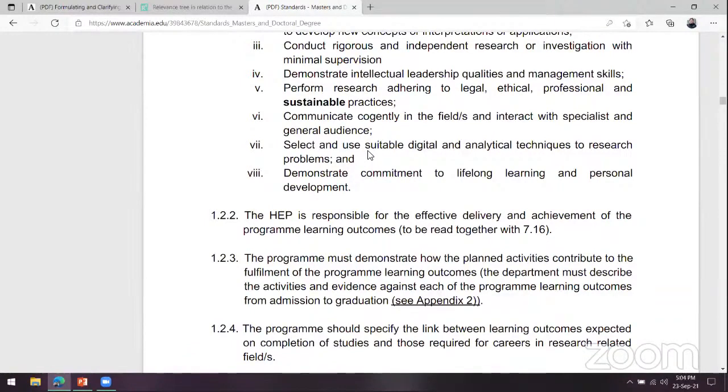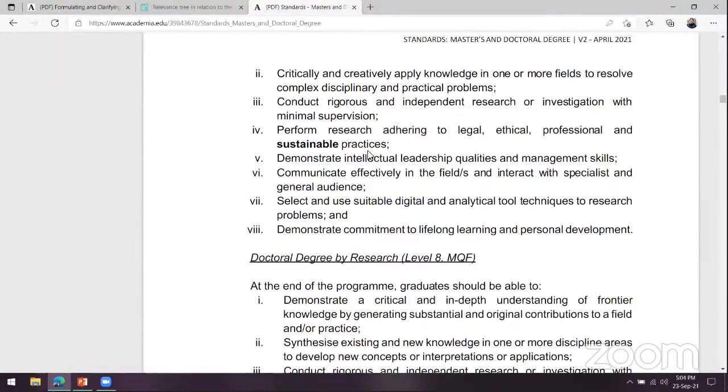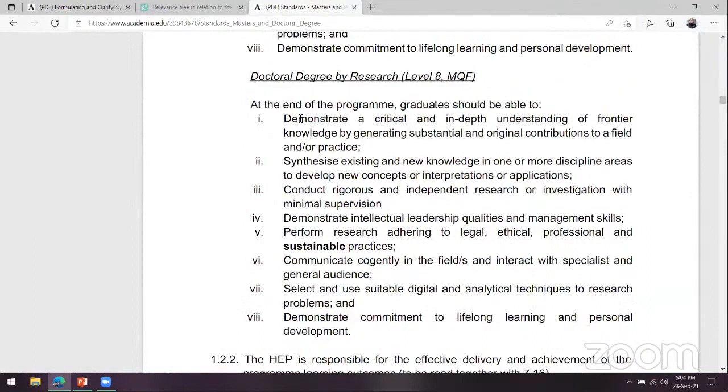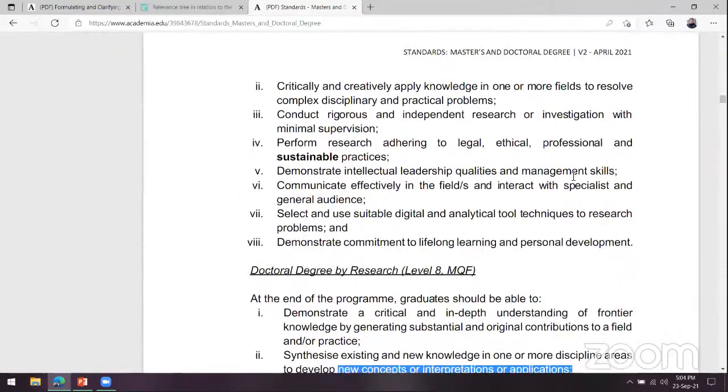So what you can see here, the difference between the master's and the PhD, is on the top two over here. For a PhD, you have to be critical, with in-depth, frontier knowledge, generating a substantial original contribution to a field, and synthesize existing and new knowledge in one or more discipline areas to develop a new concept, interpretation, or application. That is the Malaysian criteria for us to guide and supervise master's and also PhD students.